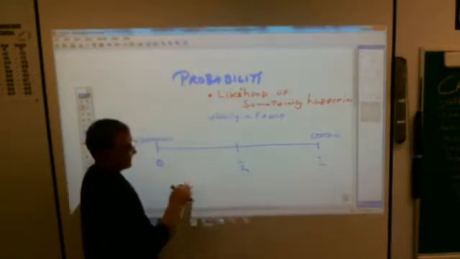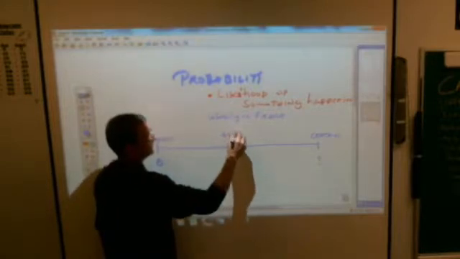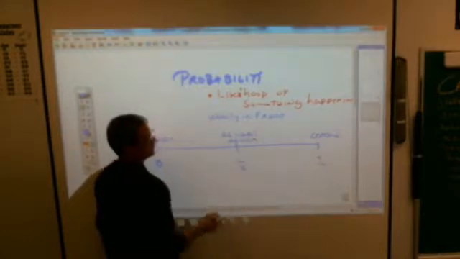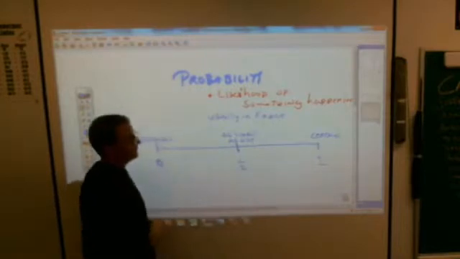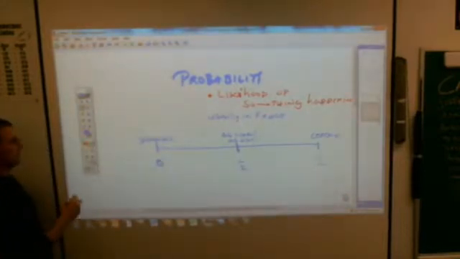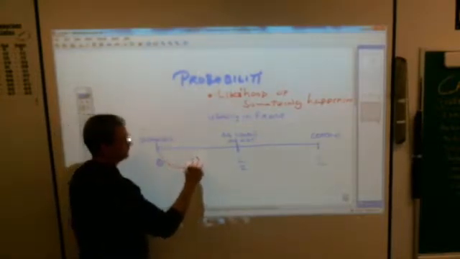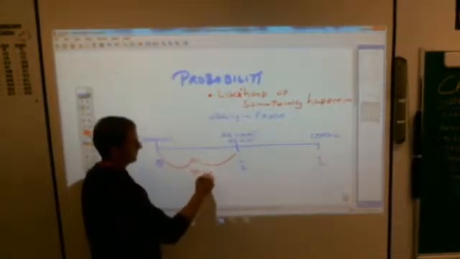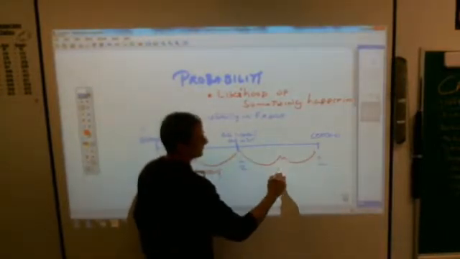If you have the fraction 1/2, since it falls exactly in the middle of 0 and 1, it is as likely as not to happen. You flip a coin, the probability should be 1/2 for it to be fair. If it falls in this range right here, it is unlikely. And if it falls between 1/2 and 1, then it is likely.